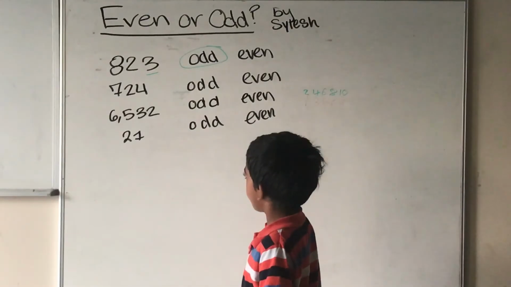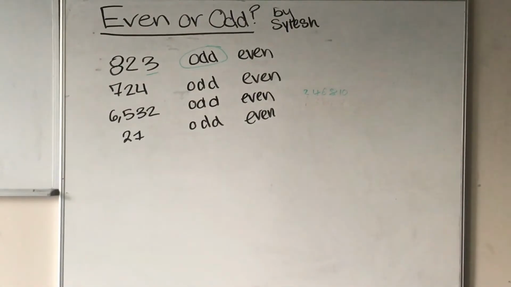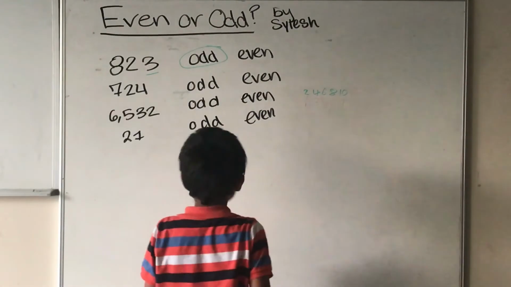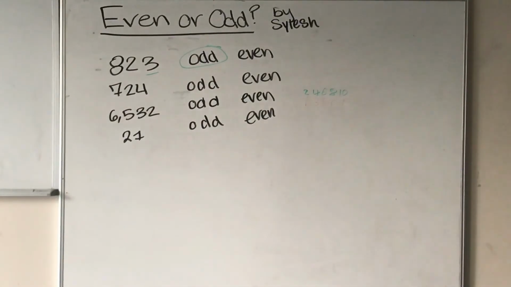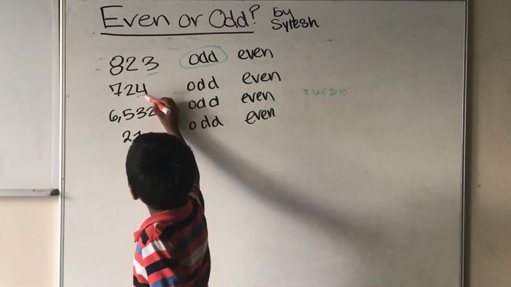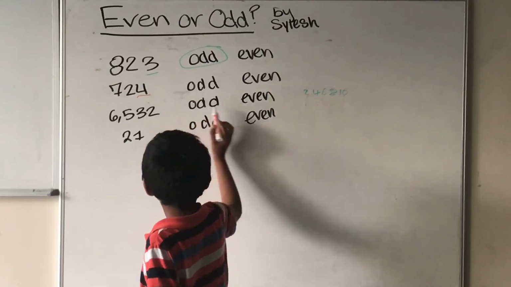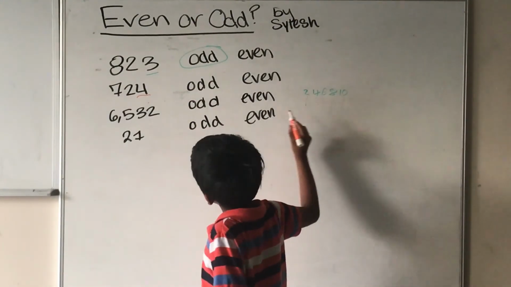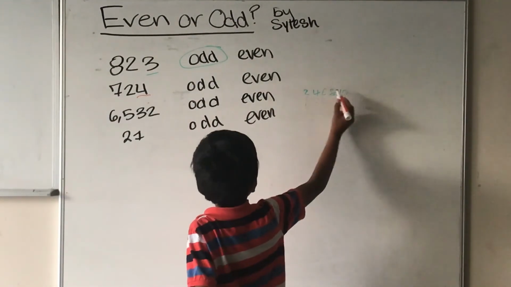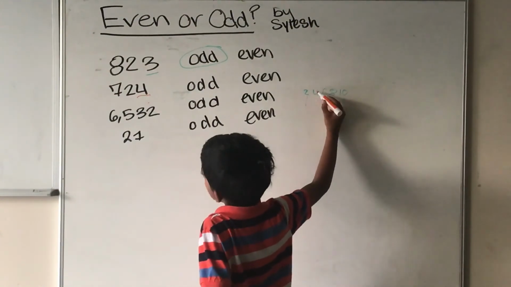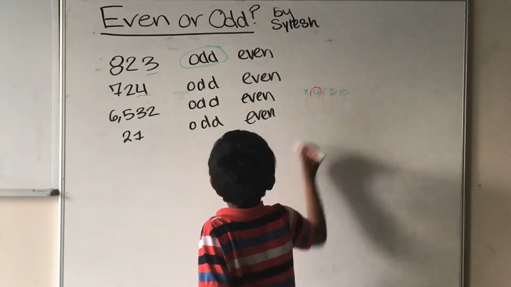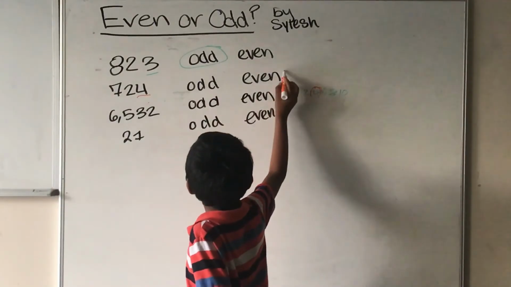Let's see 724. Let's check the final digit, and it's all the way over here. Is it odd or even? It's even because it's in this group all the way in here. So this is even.